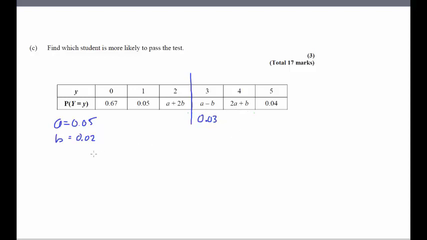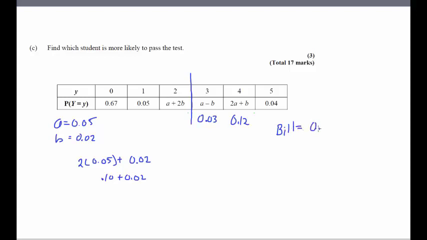If I do 2a plus b, so 2a plus b, this is 0.1 plus 2/100ths, which is 12/100ths, and then 4/100ths, he gets a 5. So the chance of Bill passing the test is adding these 3 probabilities together. So we have 15/100ths plus 4/100ths.